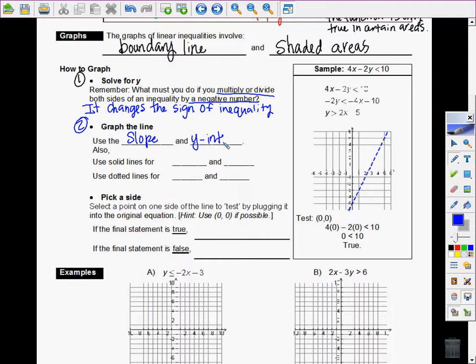All right, we use solid lines when we have less than or equal to or greater than or equal to. So a solid line just looks like that. We use dotted lines when it's strictly less than or strictly greater than.